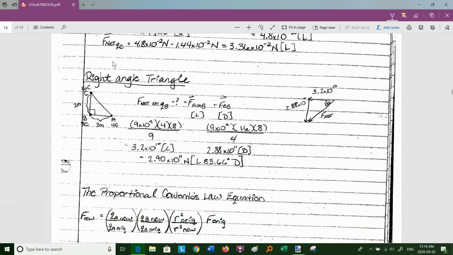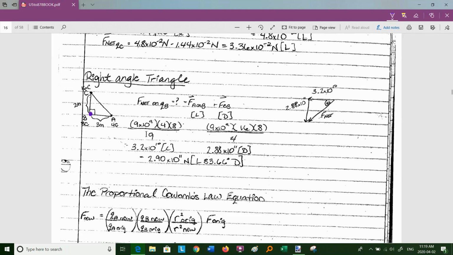Here's a right angled triangle, and I can get the net force on the vertex, this guy here, and that would be the only one I'd ask. So you have A on B pushing to the left, and what's the other one here? C on B is pushing down. So you have one to the left, one down.